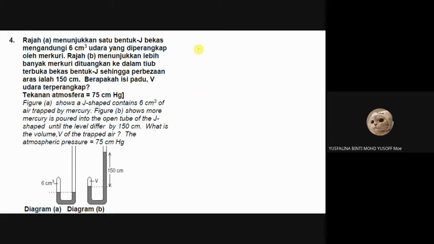Try to answer this one. P1 V1 is equals to P2 V2.